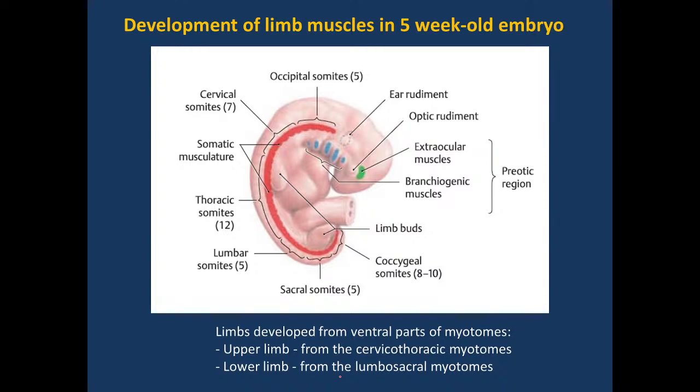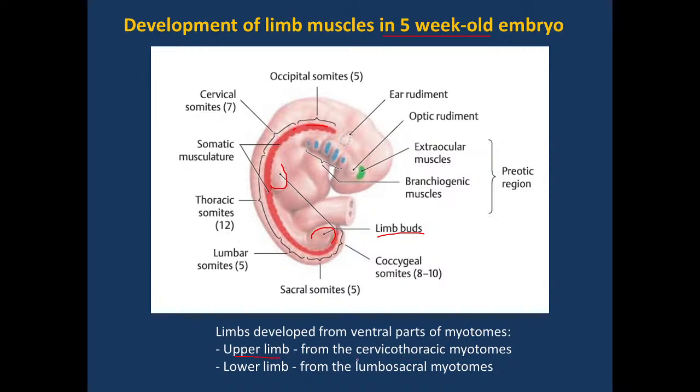Development. Development of the limb we will see in a 5-week-old embryo. These are the two small limb buds, we call them limb buds. And these limb buds developed from the ventral part of myotomes. This is myotomes, and limbs and their muscles are products of ventral myotomes.